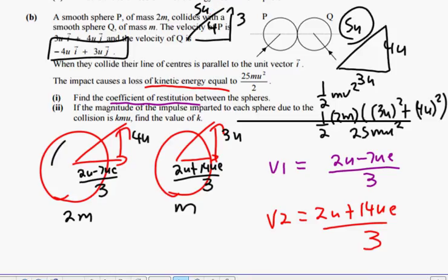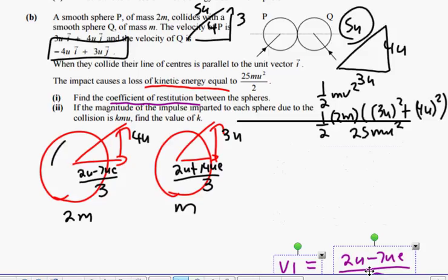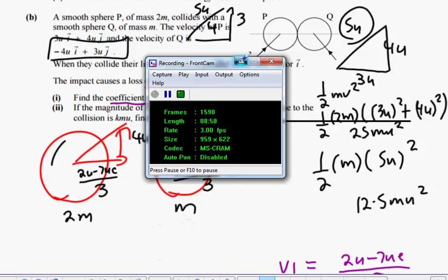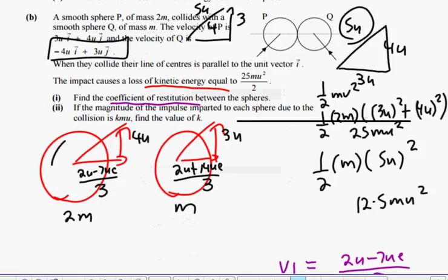Except the big difference between this one and the last one is what, guys? It's a half m times... No, minus doesn't matter. It's a moving object. We just want the speed squared. It's going to be 5u squared, which is going to be 12.5 mu squared. You happy with that? Both objects added together are 37.5 mu squared. Yes, Harry. Now, would everybody agree with 37.5 mu squared as our total kinetic energy at the start?